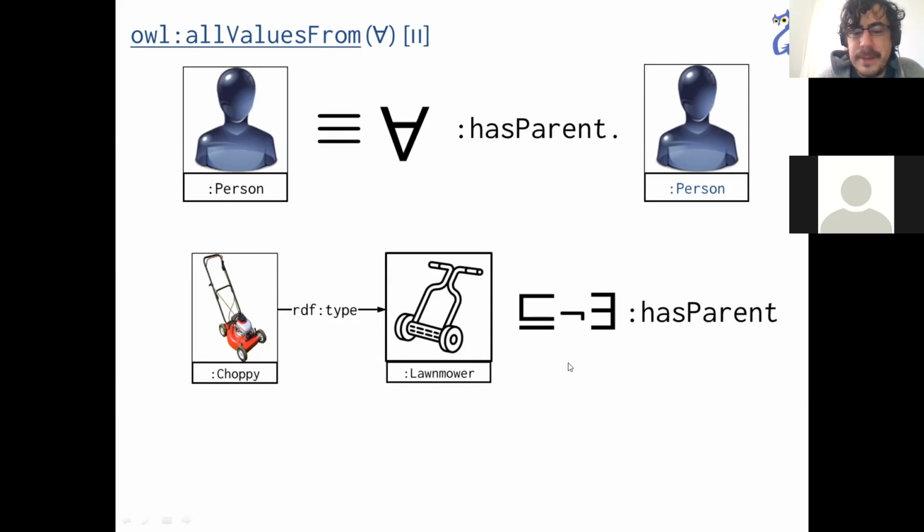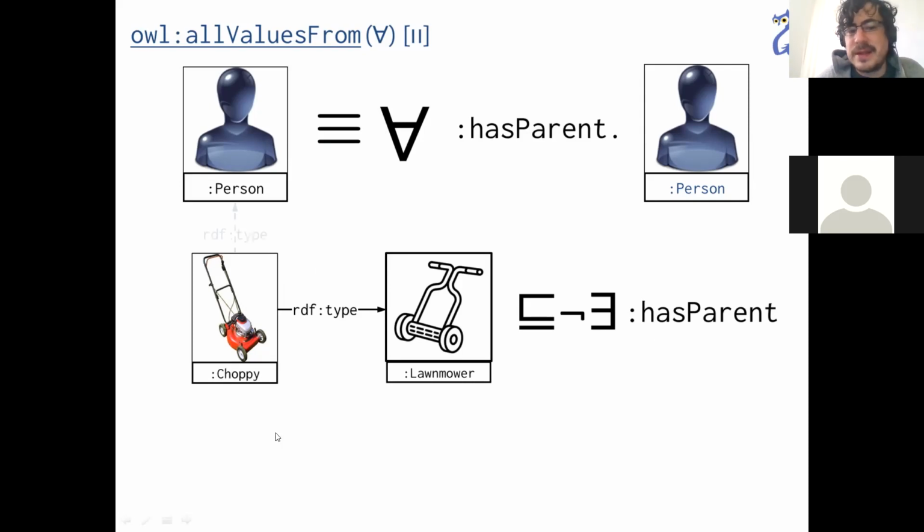Then what does this entail? Any guesses? So if we know that Choppy is a lawnmower, and we know that lawnmowers have no parents, that's what this here denotes, that there does not exist a parent, then Choppy has no parents. And if Choppy has no parents, then it's trivially the case that all of its parents are people. So this for all is satisfied if there doesn't exist anything, right? If there's the empty set of parents, then it's satisfied, similar to first order logic, for example.